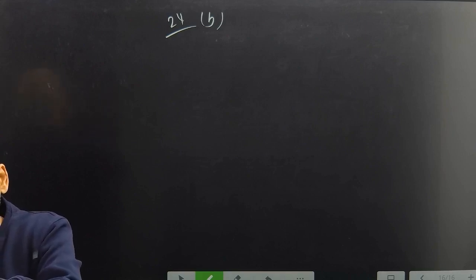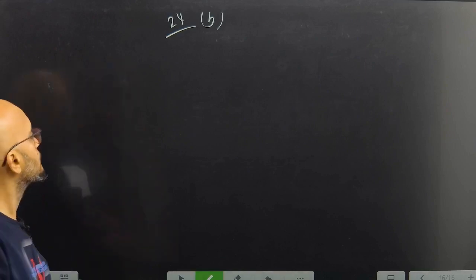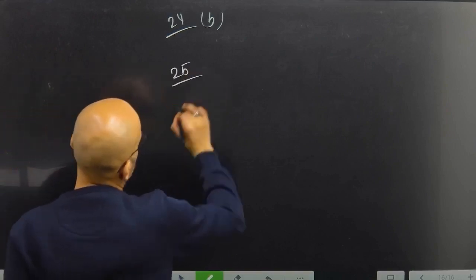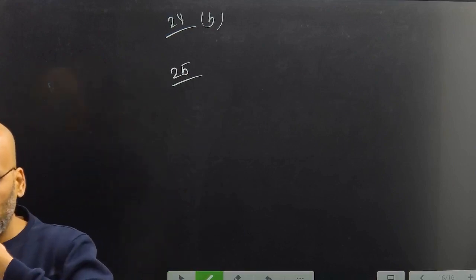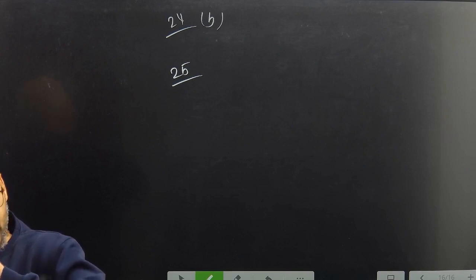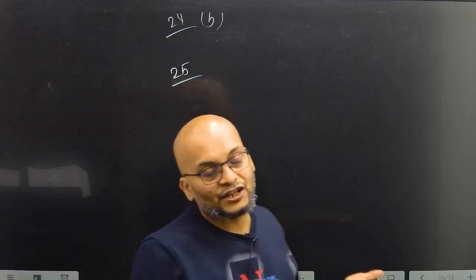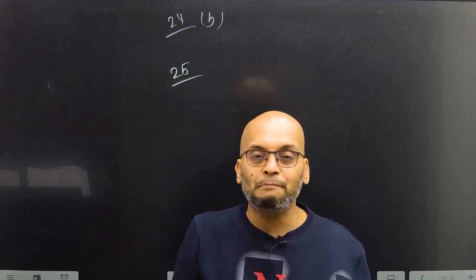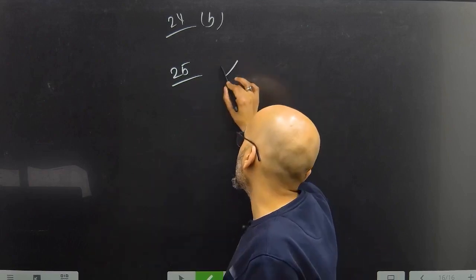Question 25. They are saying a horizontal tube open at both ends is containing a liquid of certain length. At some temperature, when that temperature is changed, the length of the liquid in the tube is not changed. If alpha is the coefficient of linear expansion and gamma is the coefficient of volume expansion, they are asking the relation between them.